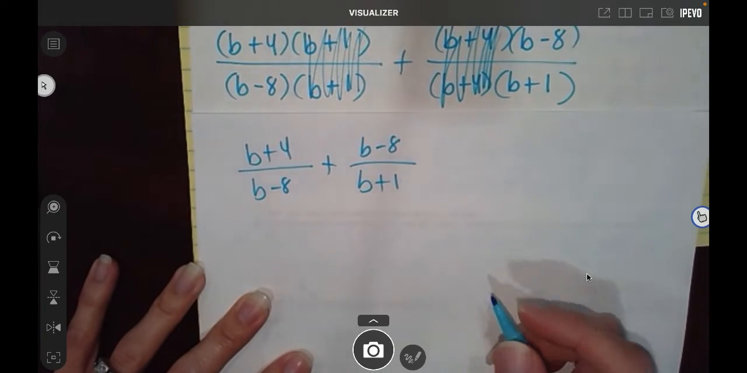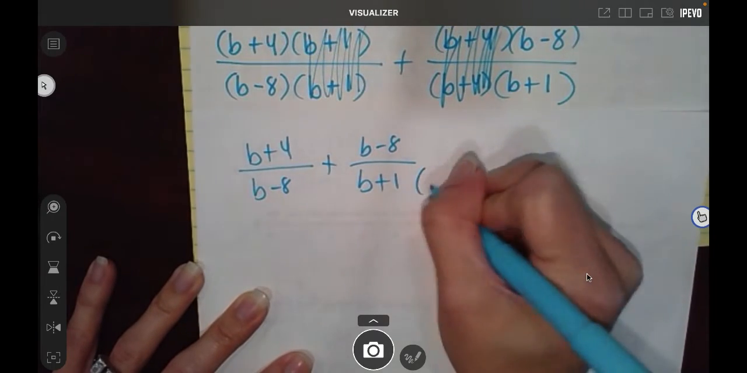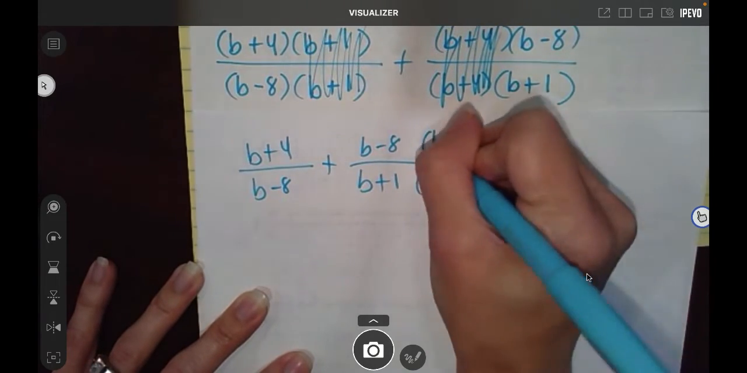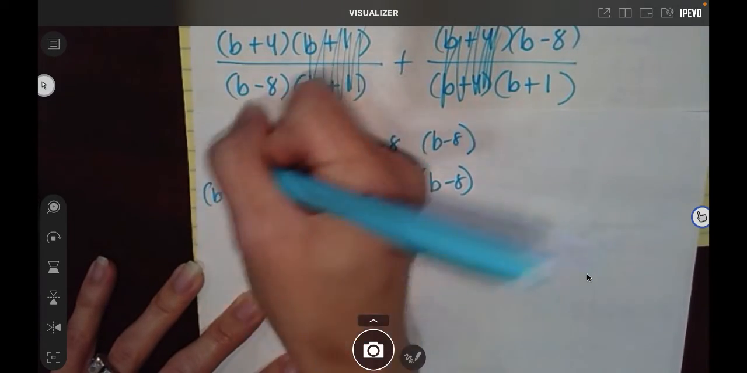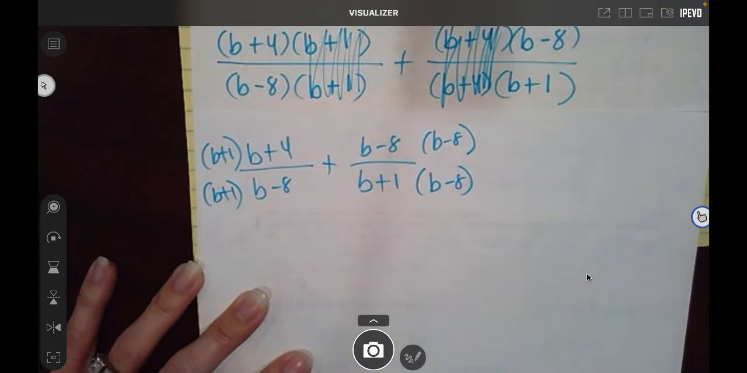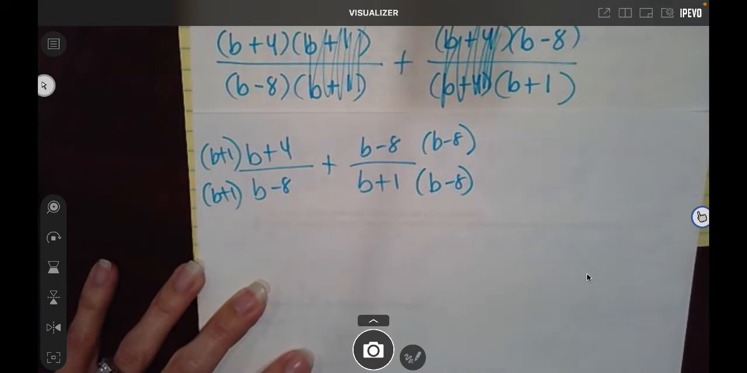Anyway, I would multiply both sides by b minus 8, and over here by b plus 1. And then, y'all, it's back to a normal problem. It's none of that where we have to do the quadratic formula. I made it way too difficult.